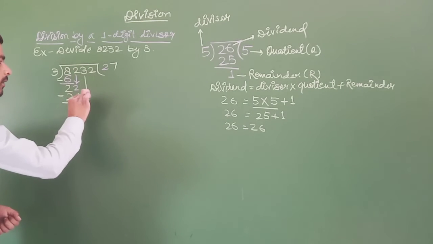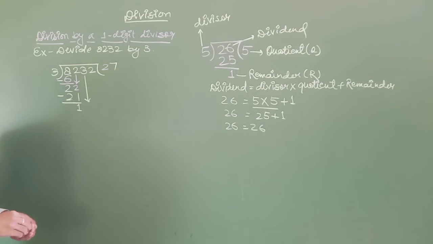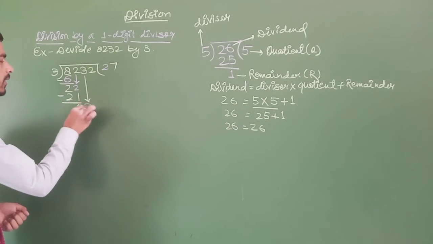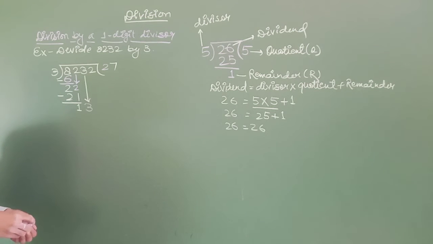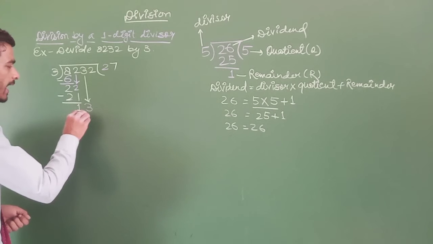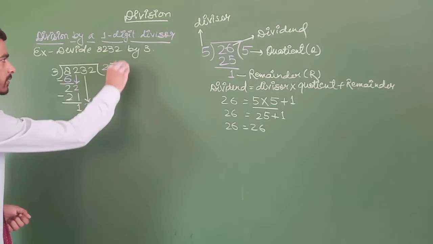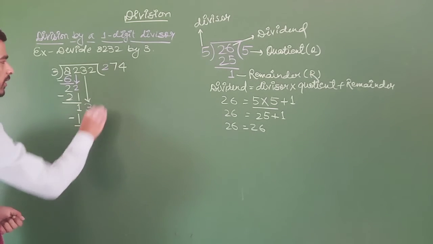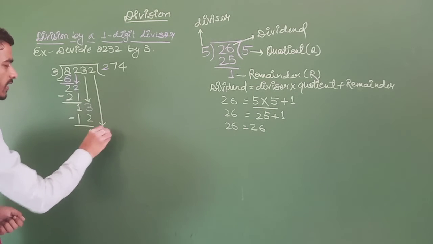In step 3, bring down 3 from the tens place of the dividend and divide 13 tens by 3. From the table of 3, 3 multiplied by 4 is equal to 12 and 3 multiplied by 5 is equal to 15. You know that 15 is greater than 13 but 12 is smaller than 13. So write 4 in the tens place of the quotient. 13 minus 12 is equal to 1. Write 1 as the difference.